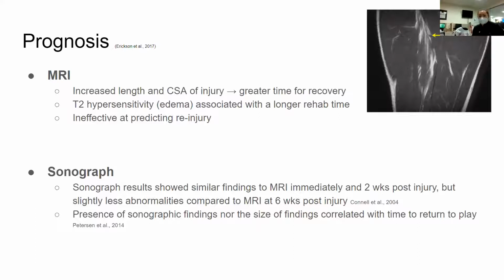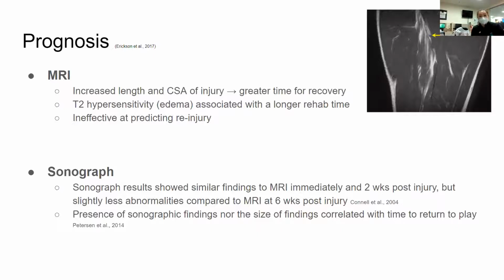In terms of sonography or ultrasound, in 2004, Connell et al. showed that sonography showed similar findings to MRI in terms of how much tissue was injured immediately after the injury and 2 weeks post-injury, but then had slightly less similarity at 6 weeks, suggesting that MRI might be more sensitive later in the recovery.